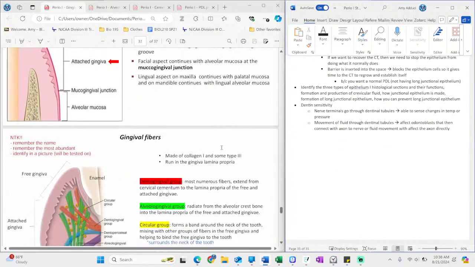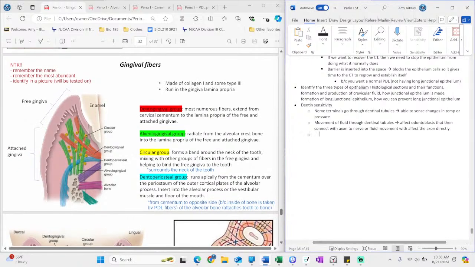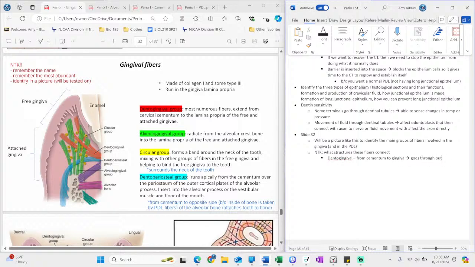Okay, so definitely there is going to be something like this for you to identify one of the main groups of fibers involved in the gingiva and also in the periodontal ligament. And in each case, you need to know what structures they connect. Okay? So the dentogingival group, that's easy. Dentogingival is going to go from cementum to the gingiva, and it goes towards the outer gingival epithelium.